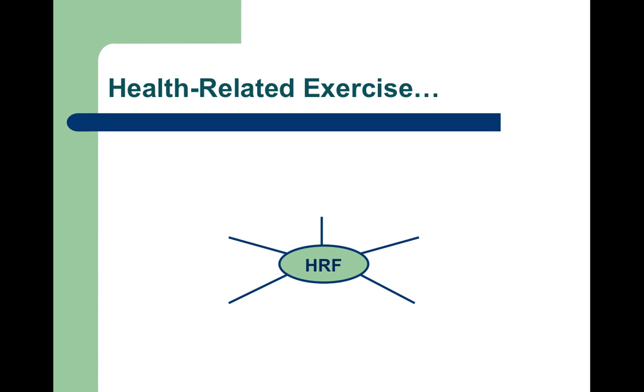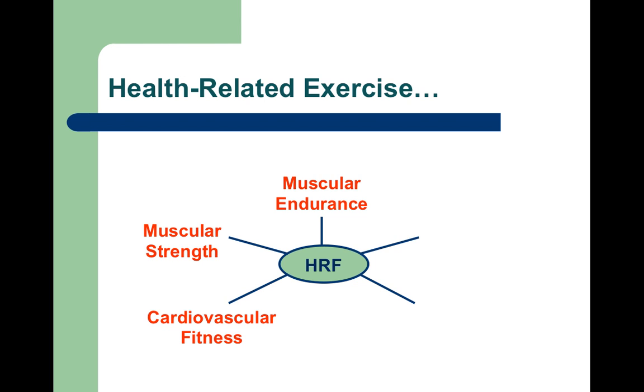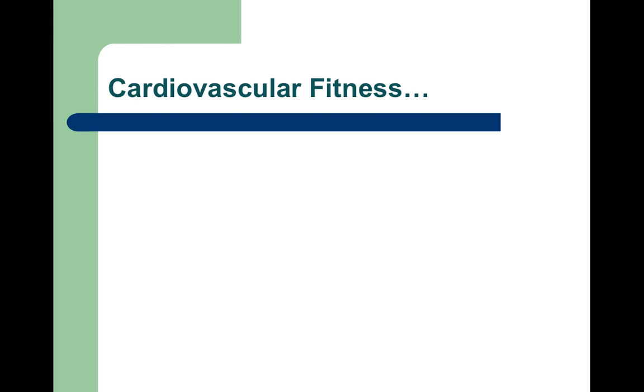Okay then, so health related exercise is made up of 5 different fitness components. The first is cardiovascular fitness. Then we have muscular strength, muscular endurance, body composition, and finally, flexibility. Let's start with cardiovascular fitness then.